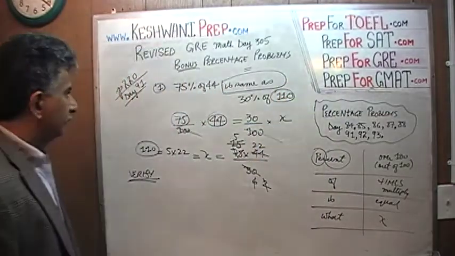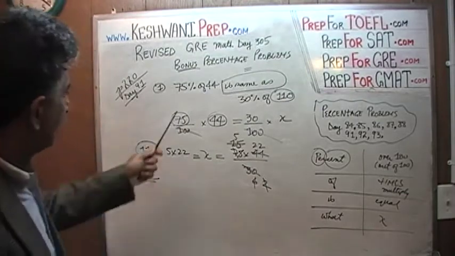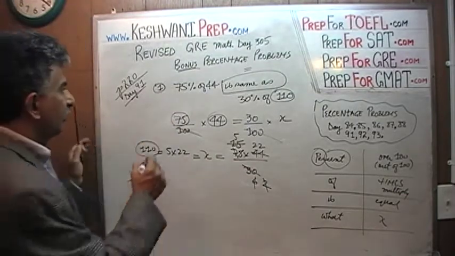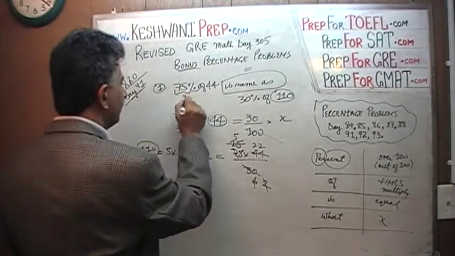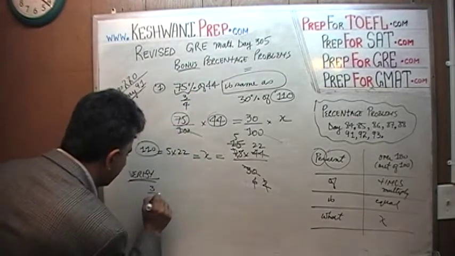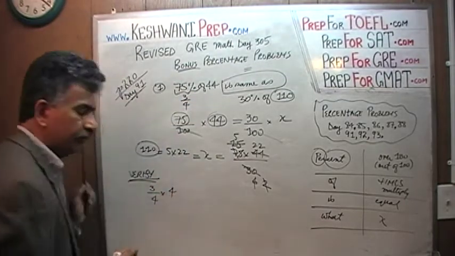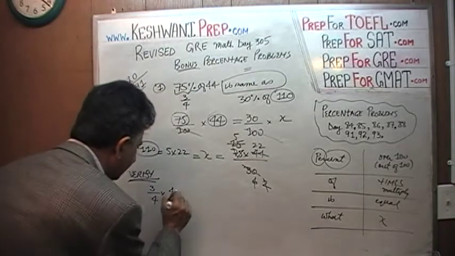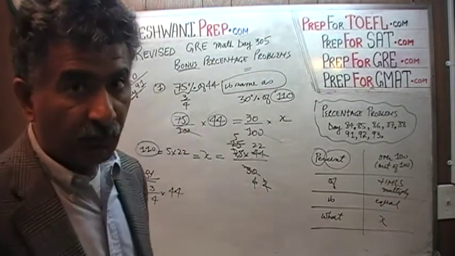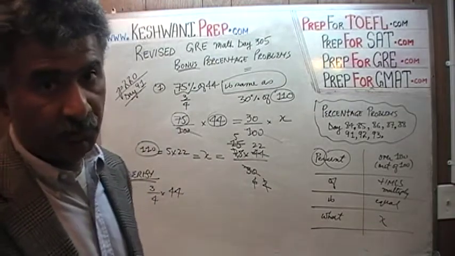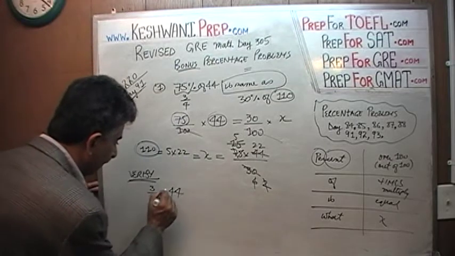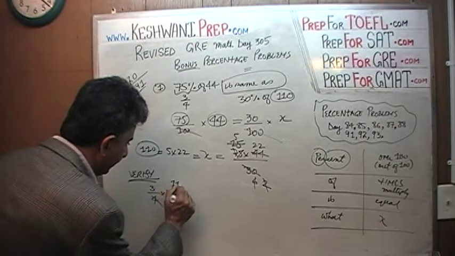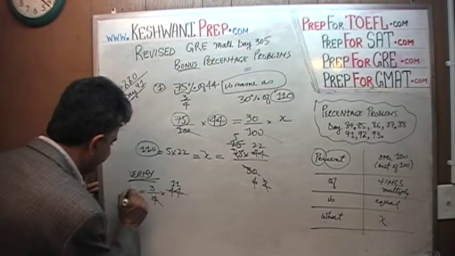So let's find out. 75% of 44. 75% is the same as 3 quarters. So 3 quarters of 44. Obviously a quarter of 44 is 11, so 3 quarters is going to be 33, as you can clearly see. Divide top and bottom by 4, and we get 11 times 3, which is 33.